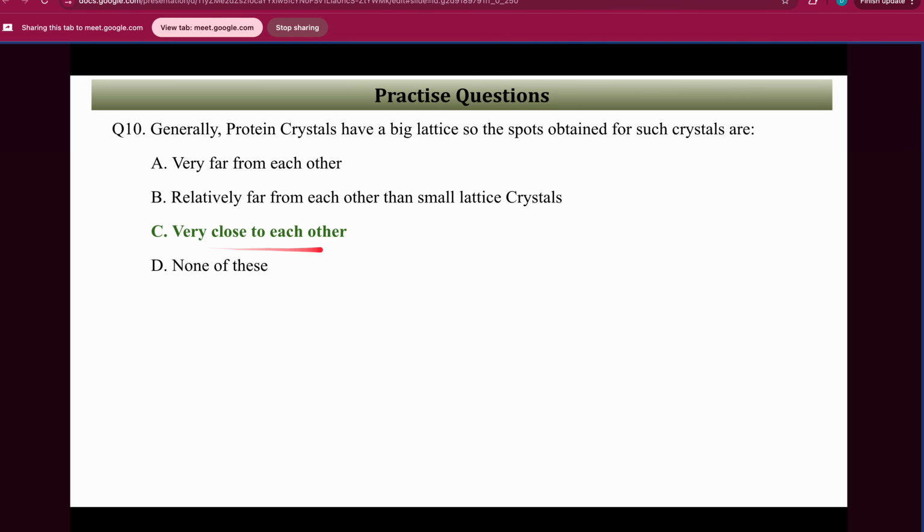So let's see the right answer. The right answer is very close to each other. If you have a big lattice, then the spots which will be obtained will be very close to each other.